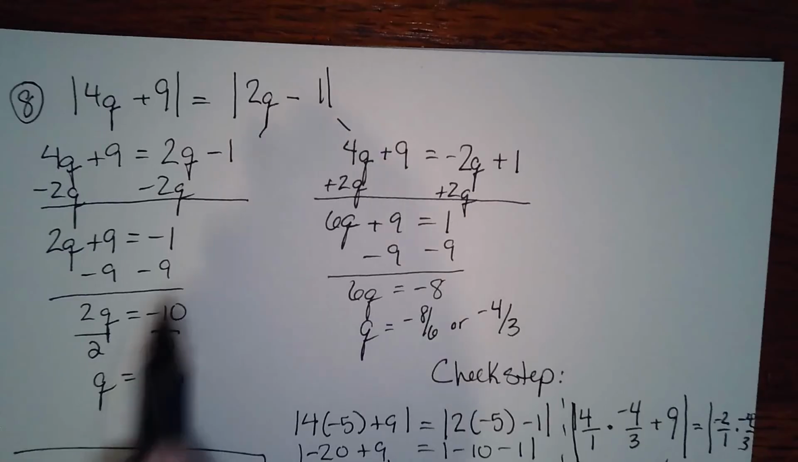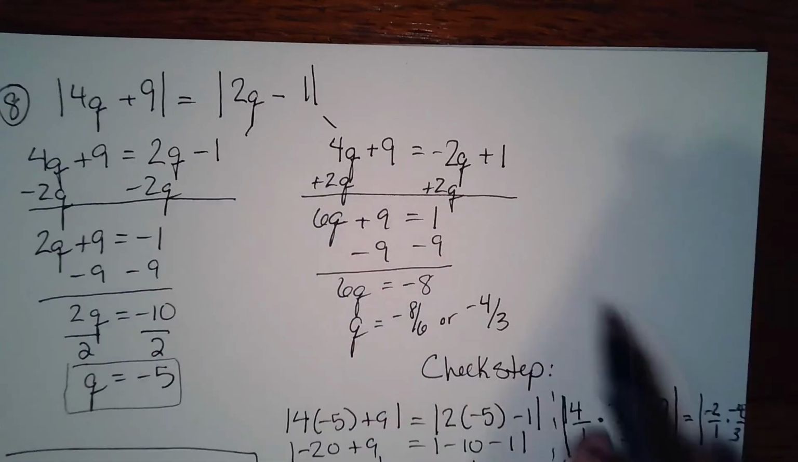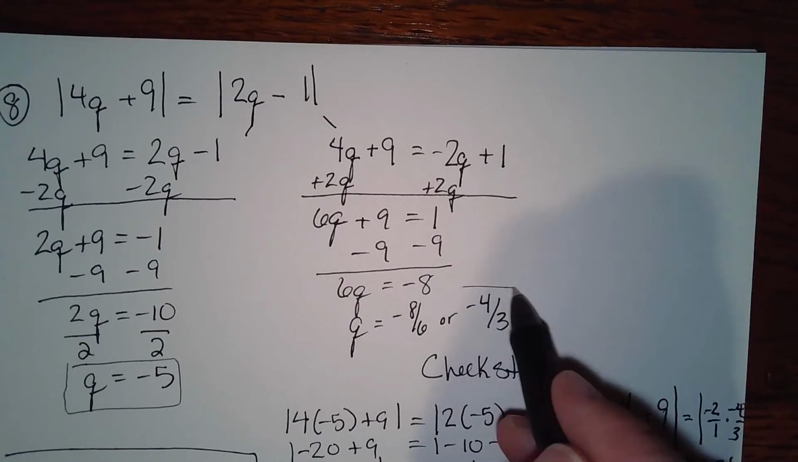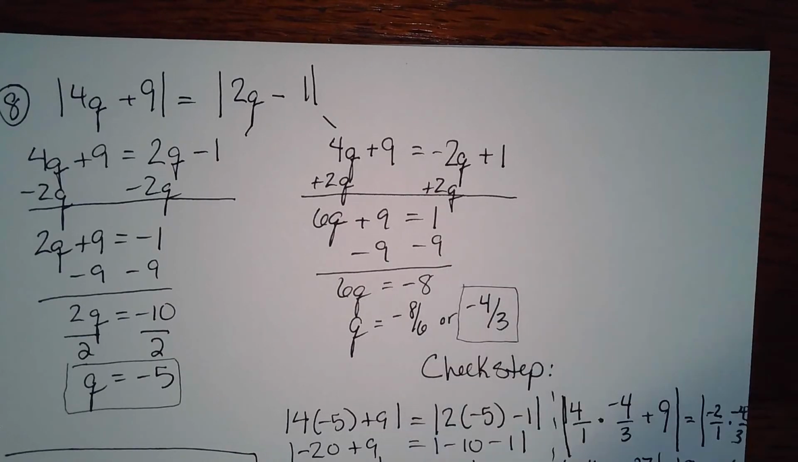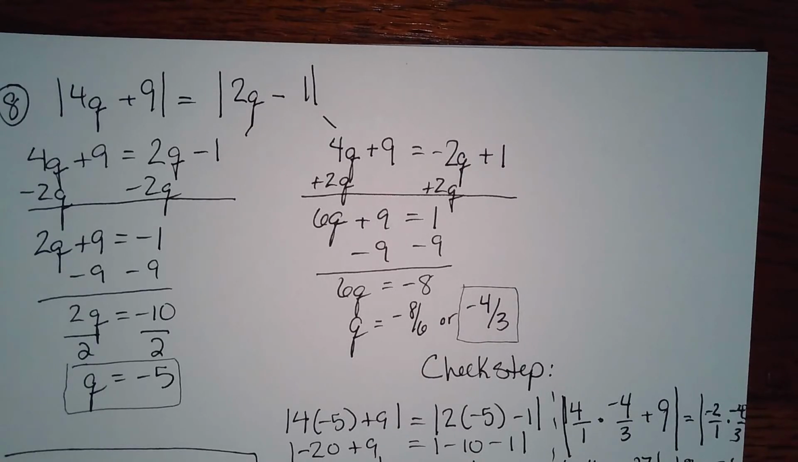So in number 8, the -5 and the -4/3 are the two answers that you should have gotten. If you got it, awesome. This was a difficult problem, but it wasn't above the level you could do. Now let's look at the last one, number 9.